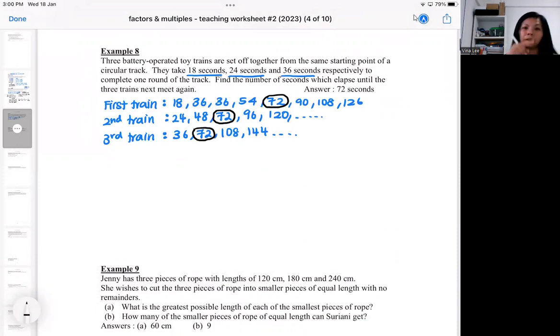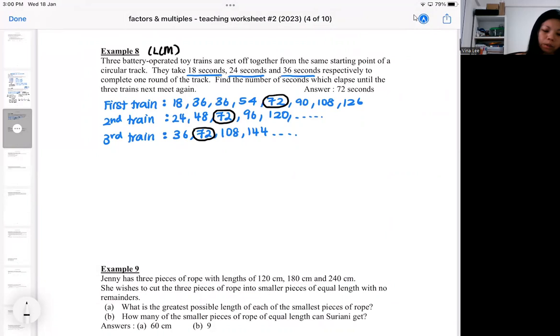So this is the time where they meet at the starting point. So they meet together after they start from the same starting point. And then the next time they will meet at the starting point is actually 72 seconds. So this is an LCM question.